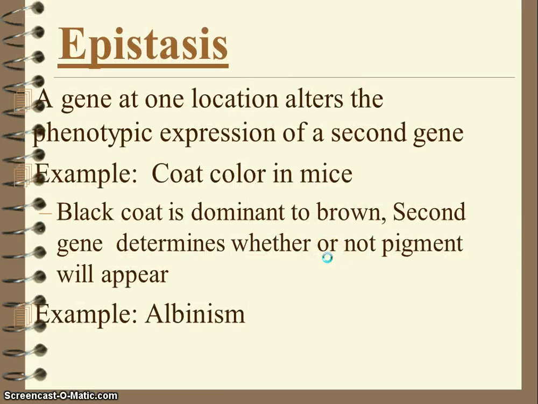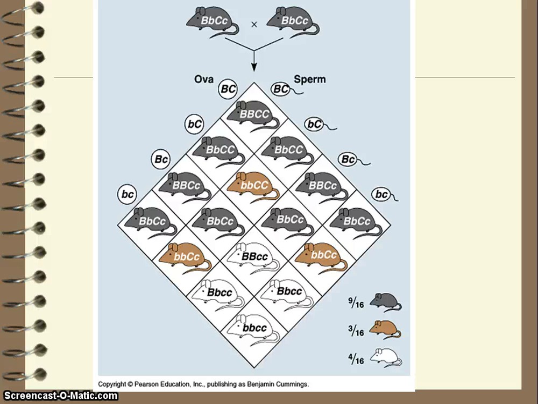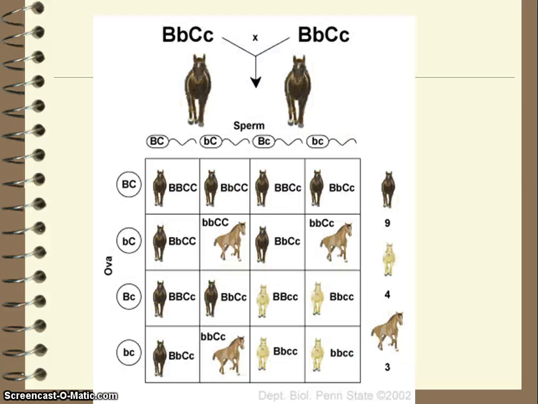Epistasis is when a gene at one location alters the phenotypic expression of a second gene at another location. And what we see is coat color in mice. Pretty much black is dominant to brown, but there's another gene that is going to say whether the pigment will appear or not appear. And that's how you can get albinism to occur. So again, there are 2 different genes and one is going to affect the phenotype of the other gene. Again, just showing you with horses.